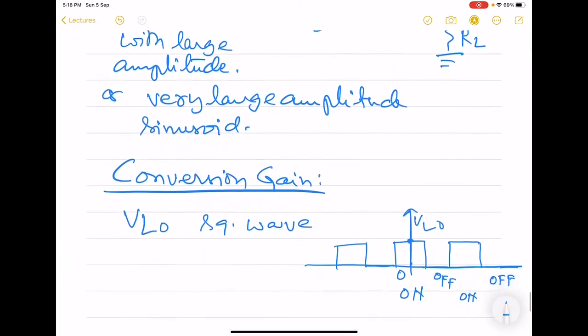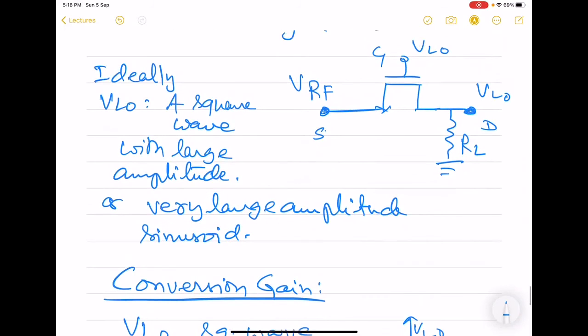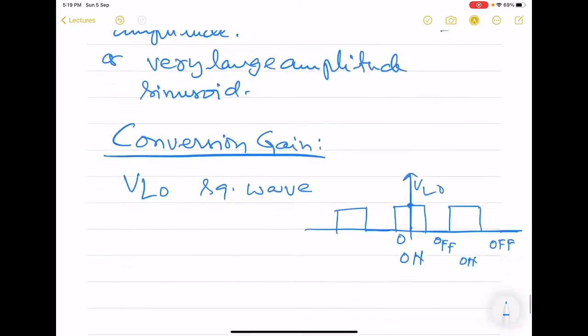So we have seen that when MOS closes, in that case, the output is going to be equal to RF. And when MOS is off, in that case, sorry, we have written this wrong here. This is output, or rather VIF. So when MOS is off, output is going to be 0. When MOS is closed, output is going to be equal to RF.